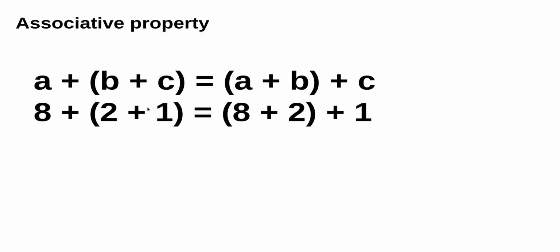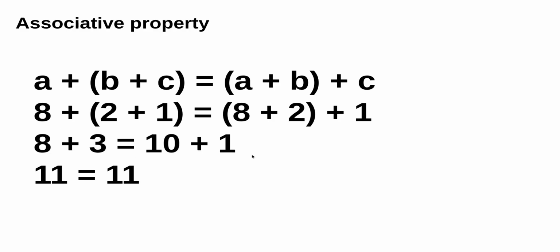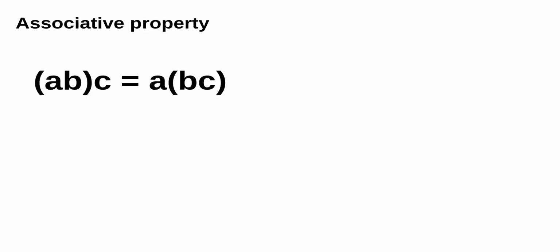Parentheses mean you do it first. Example, 8 plus (2 plus 1) equals (8 plus 2) plus 1. Same thing, it's just that the parentheses are in different locations. 2 plus 1 is 3, and 8 plus 3 is 11. On the other side, 8 plus 2 is 10, and 10 plus 1 is 11. 11 equals 11, so this property is true. This also applies to multiplication. The parentheses are in different locations, you multiply them, and get the same product.